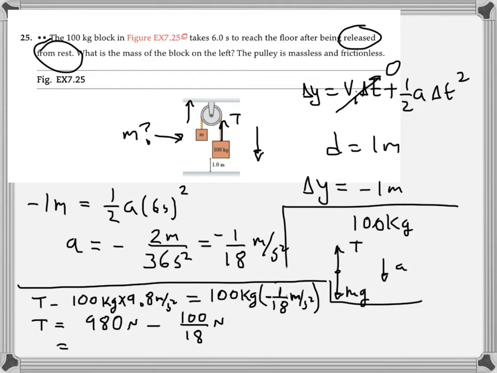So let's see, 100 divided by 18 is 5.55. So this is 980 minus 5.55. So the final answer for the tension is going to be 974.45 newtons. All right. So far we managed to calculate what's the acceleration of the 100 kilogram block.